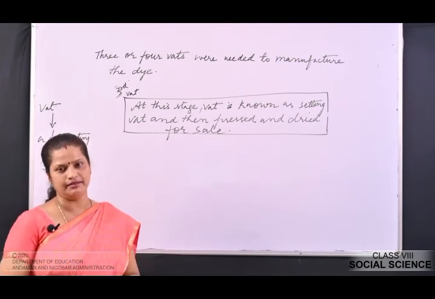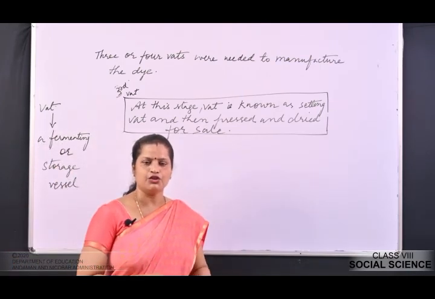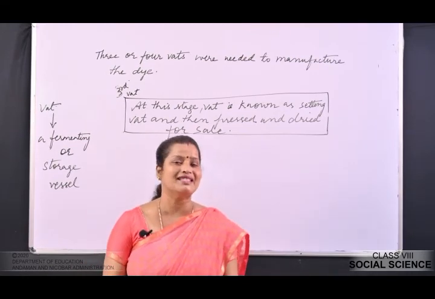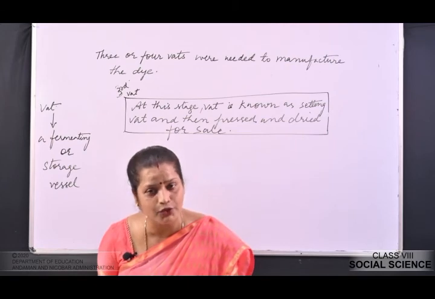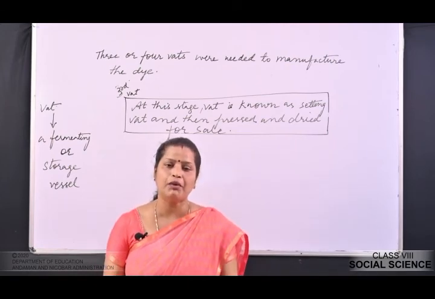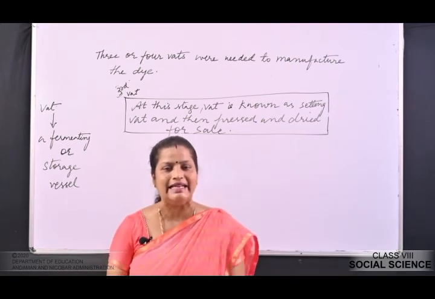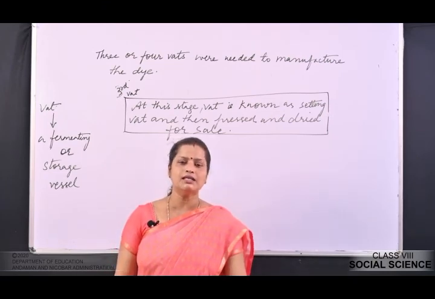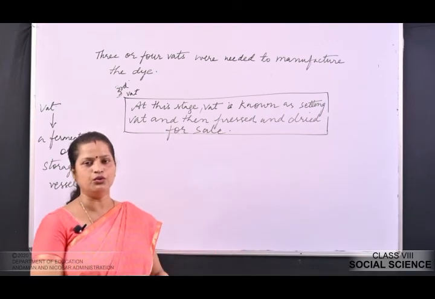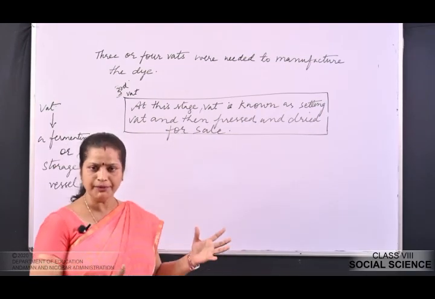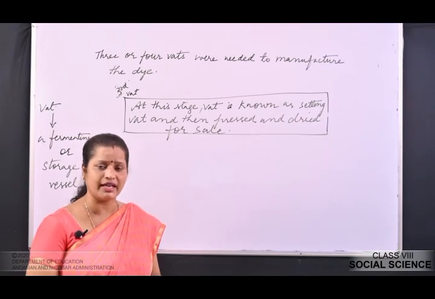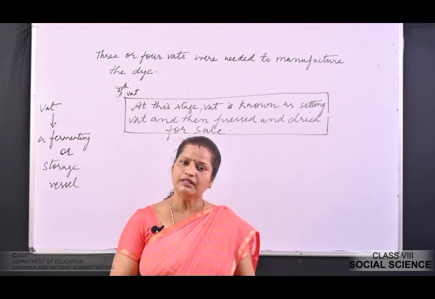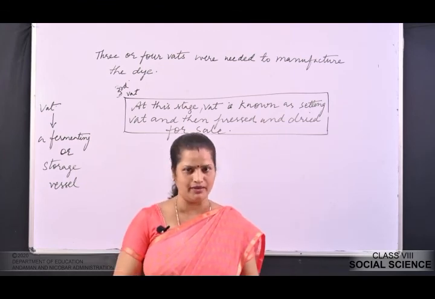And then it is ready for sale. Understood, students? So today what we have seen is what is indigo, why the peasants were reluctant to cultivate indigo, why the planters were so interested in indigo cultivation, and how the indigo was produced. Just now I told you how it was produced in the form of a flow chart. I made you understand. I hope the topics we have learned today you have understood clearly and enjoyed the class as well, isn't it?